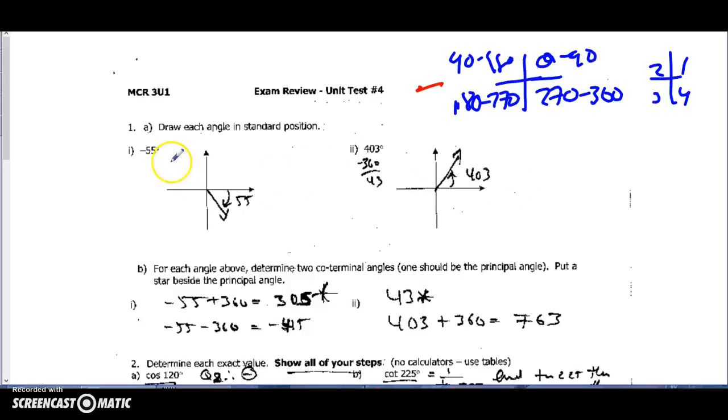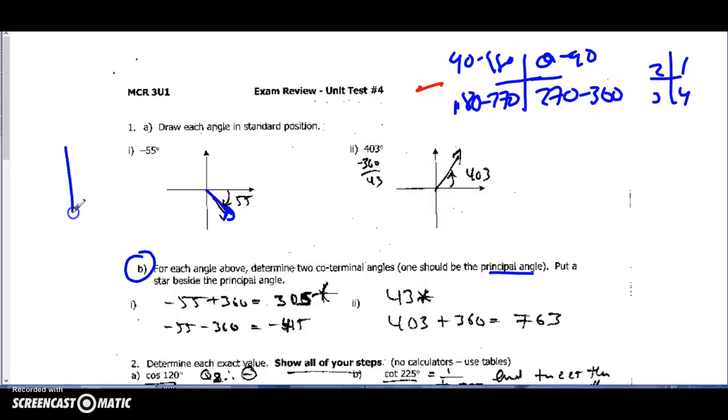So first guy here is negative 55. Remember, positive 55 would be rotating this way. Negative is rotating this way. So you go down less than 90 degrees here. And if you want to get the related angle, the principal angle, sorry, we'll get to that in a second. Here, 403. Where does that end up? Actually, let's go to the principal angles first.